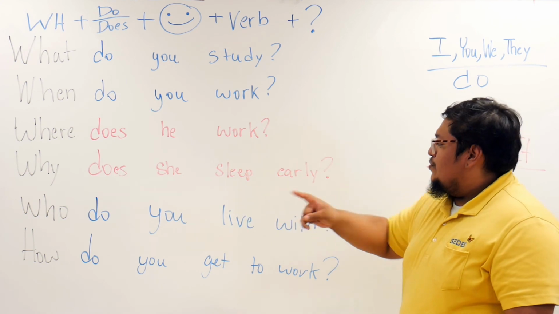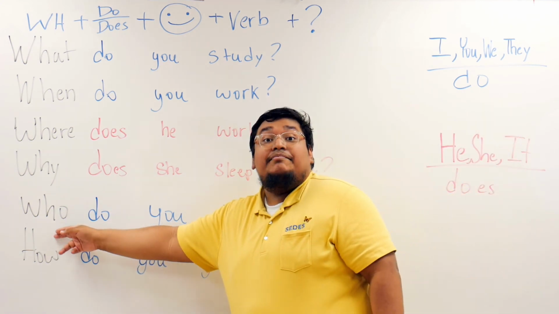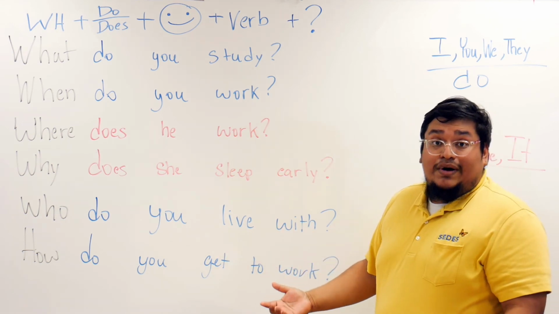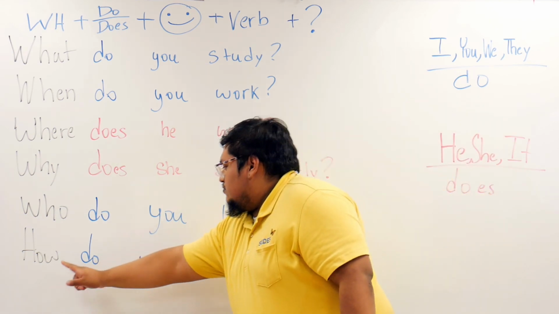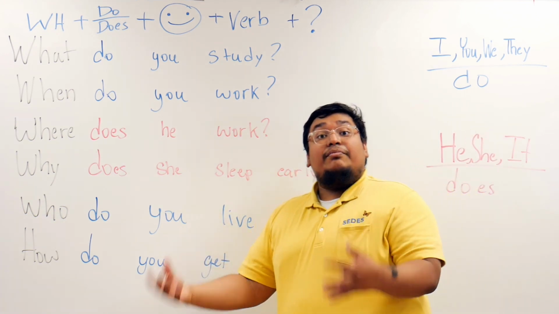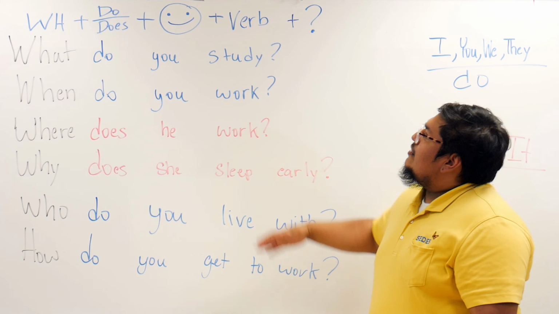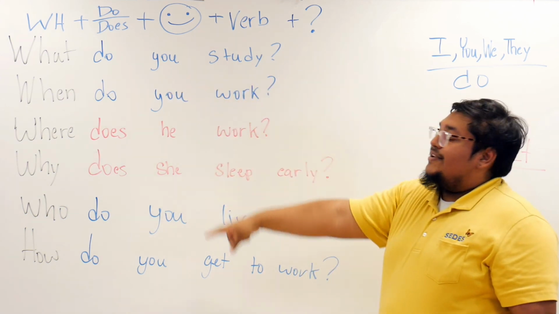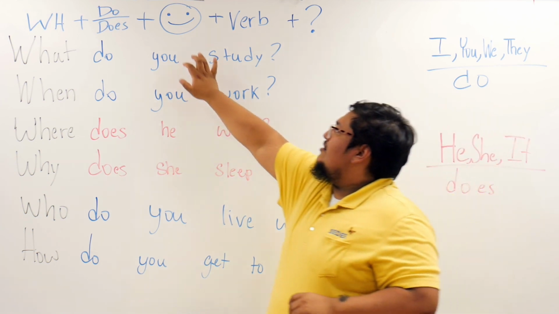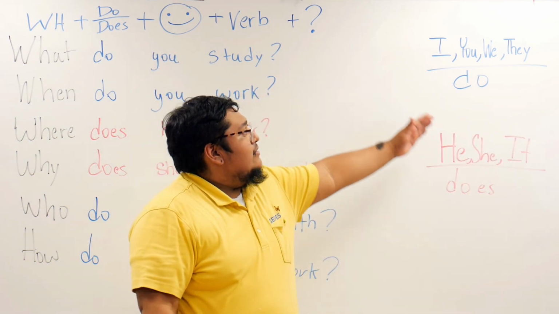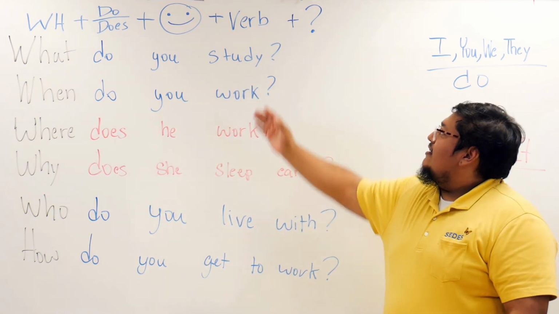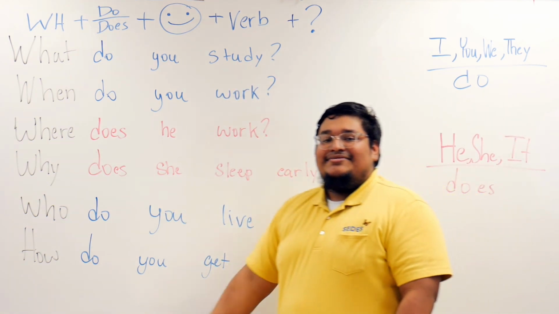And then who do you live with? Who is asking for a person. You're trying to find out the person. So who do you live with? I live with my wife. How do you get to work? How is an explanation of your process. So remember your formula. Your WH goes first, then your auxiliary. But your auxiliary depends on your subject, which I have right here. And then it's your subject, your verb, and your question mark.